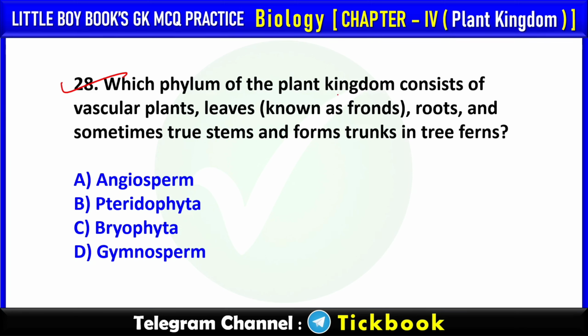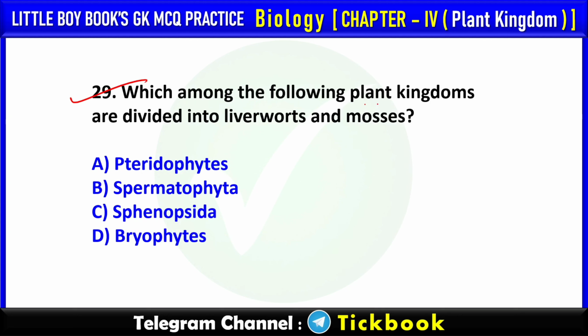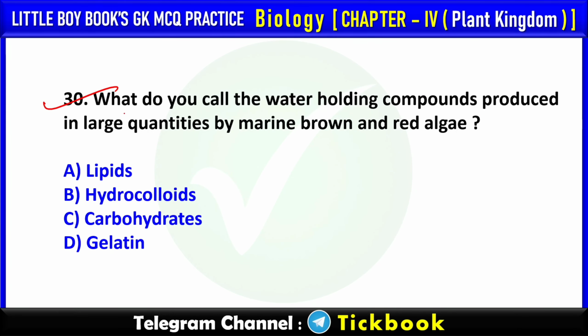Question number 28. Which phylum of the plant kingdom consists of vascular plants, leaves known as fronds, roots, and sometimes true stems, and forms trunks in tree ferns? Option number B, pteridophyta. Question number 29. Which among the following plant kingdoms are divided into liverworts and mosses? Option number D, bryophyta. Question number 30. What do we call the water holding compound produced in large quantities by marine brown and red algae?